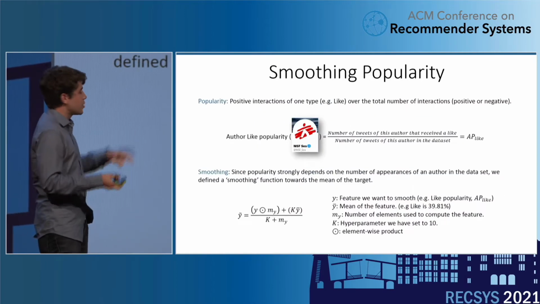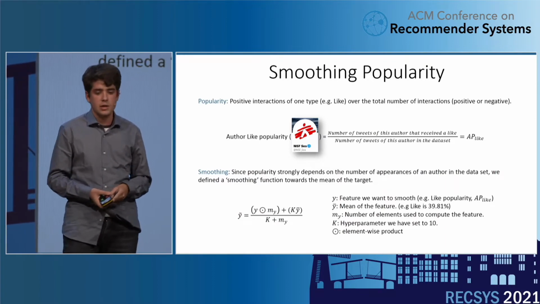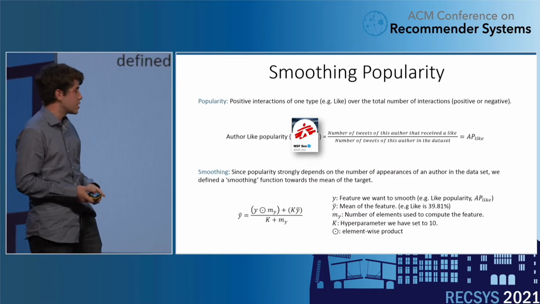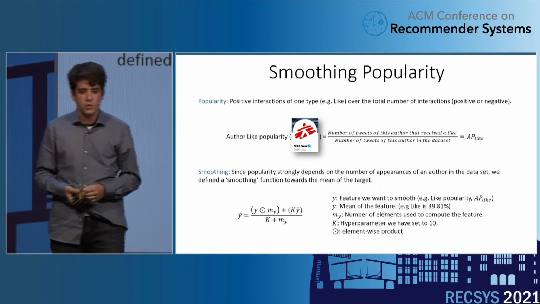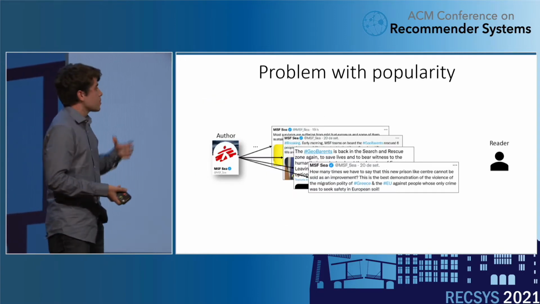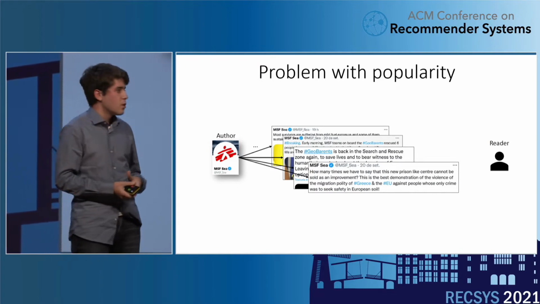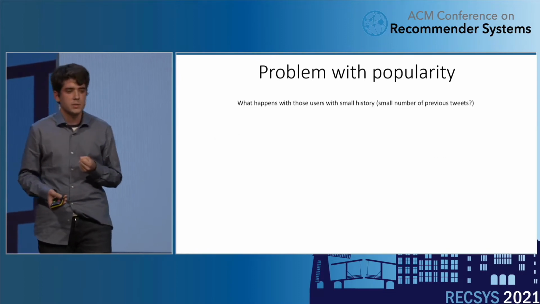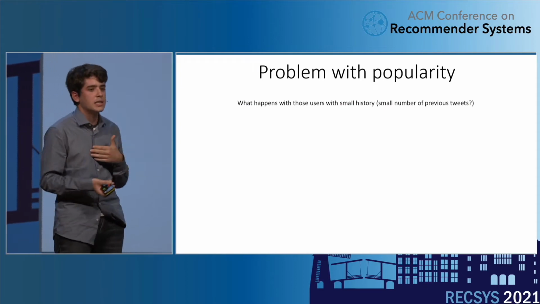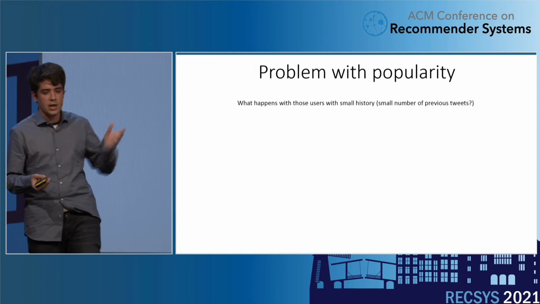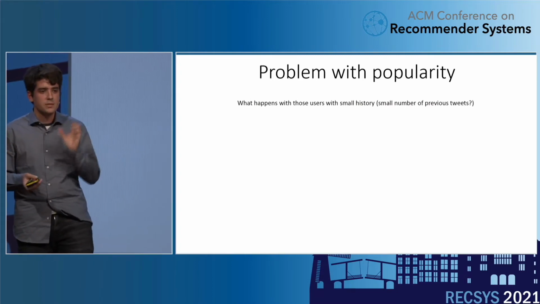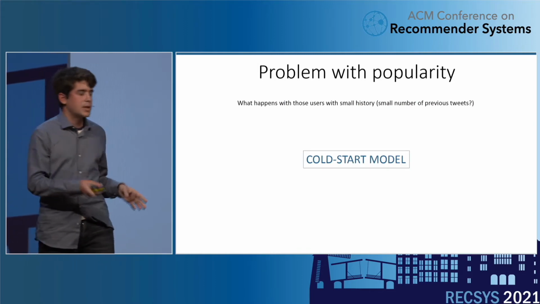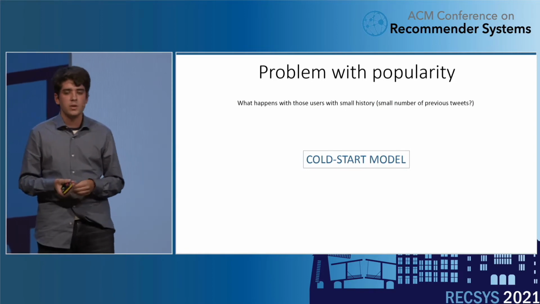We also used smoothing popularity, as we call it, but in fact, this is the target encoding that other authors commented. This is the formula that we used, but it uses the mean of the feature you want to smooth and the number of elements that were used to compute it. If we have a user that has many interactions, we can compute this target encoding for the popularity. But if the user has a small amount of tweets, then this formula is really biased. So we tried to develop a cold start model separately for these authors that have very few previous interactions.